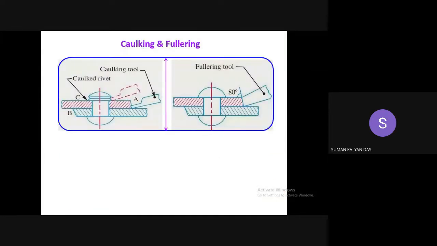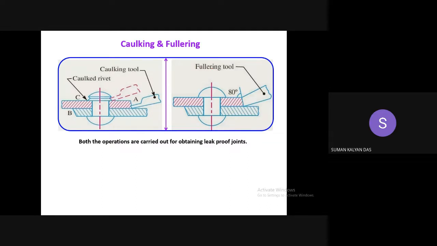Okay, this slide is quite interesting. These are two processes mentioned over here. The left process is known as the caulking process, and the right process is known as the fullering process. Both the operations are undertaken to achieve a leak-proof joint in riveted joints. As I had already told, riveted joints in many cases are used in boiler and pressure vessel type of applications. So when we think about those applications, there are chances of leaking.